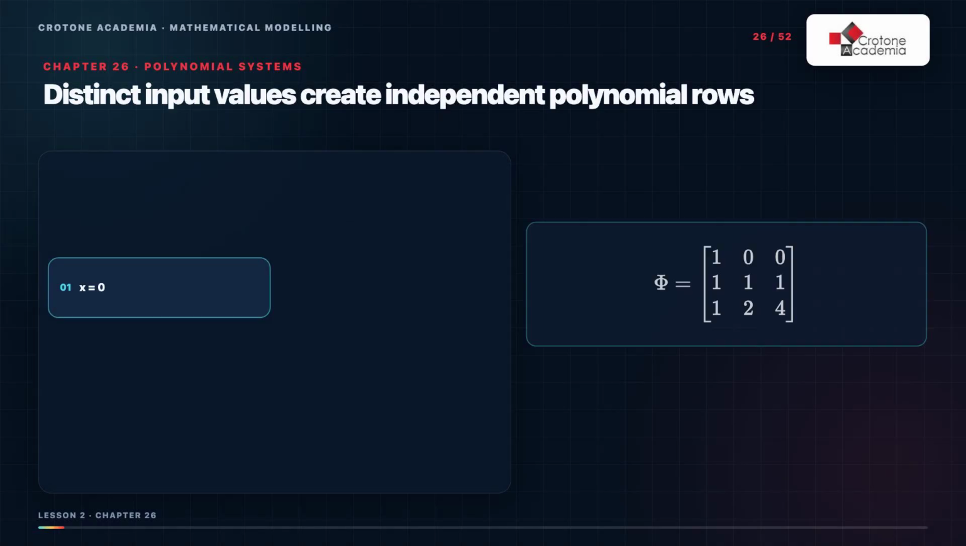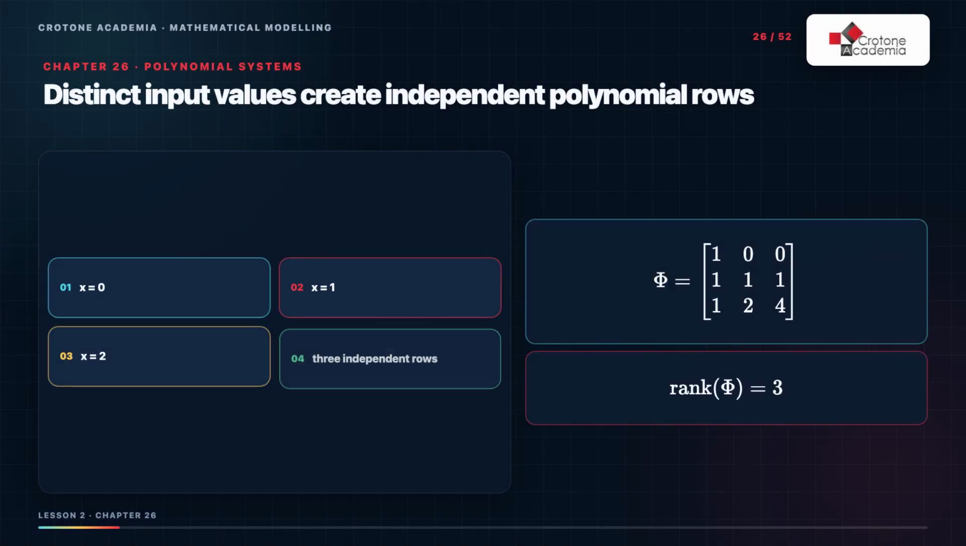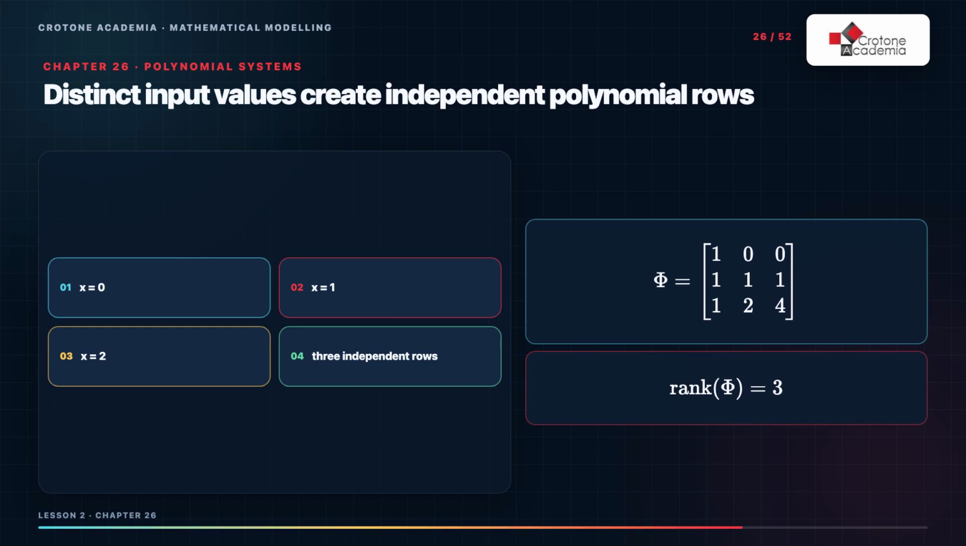For the quadratic basis 1, x, x squared, the distinct inputs 0, 1, and 2 produce rows 1, 0, 0, 1, 1, 1, and 1, 2, 4. This matrix has rank 3, so 3 exact observations uniquely determine 3 coefficients. If the last input repeats 1, the last 2 rows become identical and rank falls below 3. For a polynomial with p coefficients, p distinct scalar inputs normally create a full rank polynomial design matrix. This is the Vandermonde structure encountered in interpolation, though the name is less important than the independence.